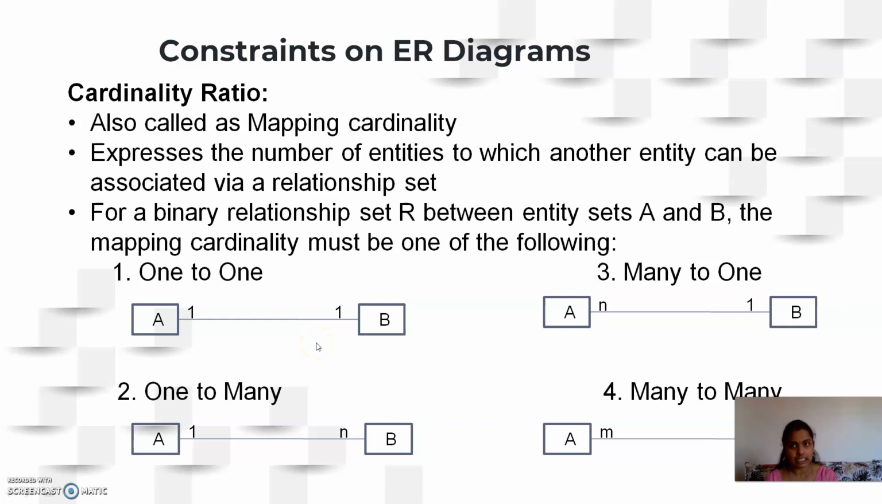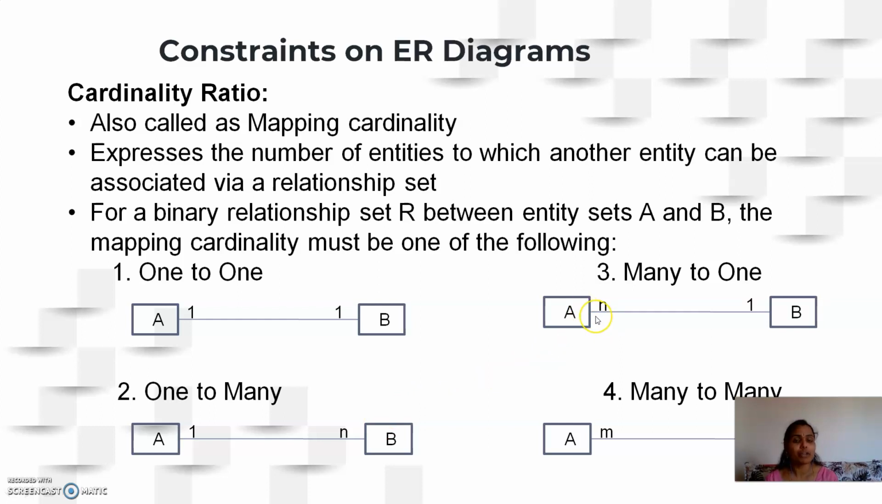So depending upon the cardinality ratio, the relationships are classified into 4 types: 1-to-1, 1-to-many, many-to-1 and many-to-many. In a 1-to-1 relationship, considering the two entity sets A and B, at most one entity from A can participate in the relationship set R with an entity in B. But if it is 1-to-many, at most one entity in A can participate with n entities in the B entity set. Many-to-one is the reverse of 1-to-many.